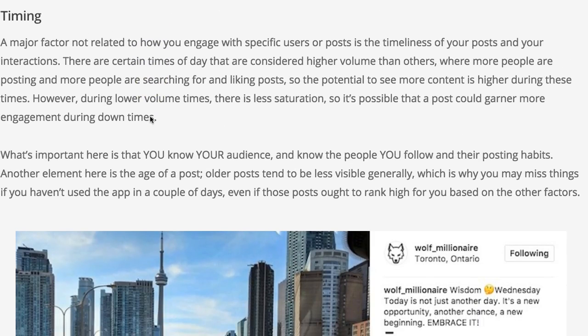Timing is another big factor, a major factor not related to how you engage with specific users, posting the timelines of your posts. This piece here is all about finding the best time for you to post to your audience. If you are targeting a certain time zone, then you're going to want to be conscious of what time of the day you're posting to make sure that it's a hot time in the time zone that you're posting.